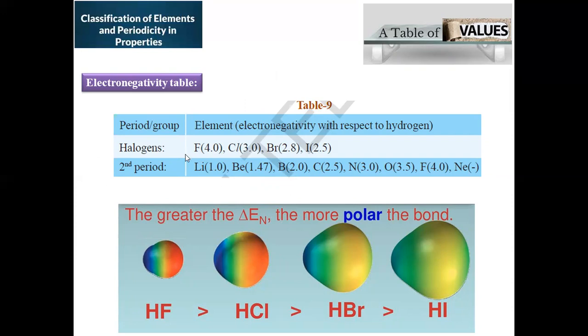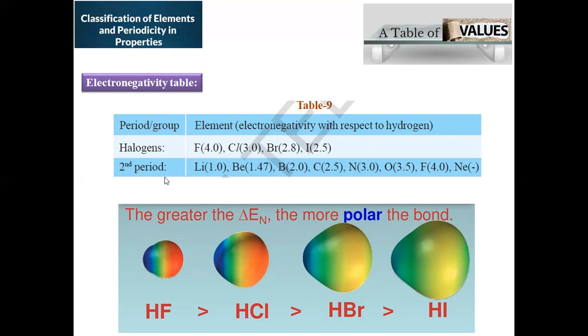We already discussed that fluorine has the highest electronegativity value, assigned as 4.0. For chlorine 3.0, bromine 2.8, iodine 2.5. This is the halogen group, the 17th group. What is the trend in these electronegativity values? 4 to 3, 3 to 2.8, 2.8 to 2.5. You can observe a gradual decrease. As we descend the group, electronegativity values gradually decrease.